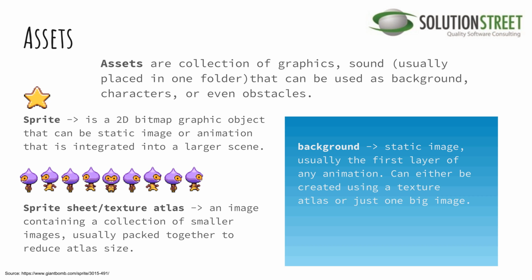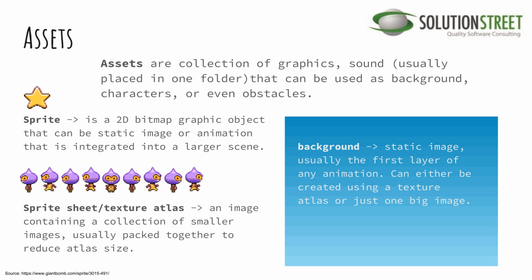Sometimes they get confused between sprite sheet and sprite. A sprite is something that is in your world, while a sprite sheet is where all of the textures, or all of the faces or states of your sprite, can be. So here on Phaser, a sprite is defined as a 2D bitmap graphic object that can be a static image or an animation that is integrated into larger scenes.